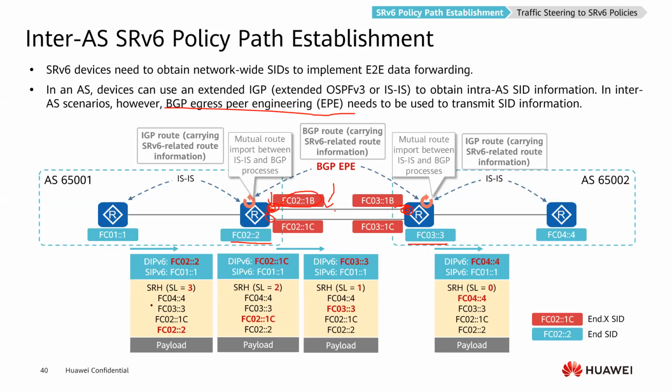So you can say, if I want to do the forwarding going to FC02::2, then send out from this interface, 1C, send out, and reach the other end, FC03::3 here. Then it's sent out with FC04::4, and we're sending to its destination.